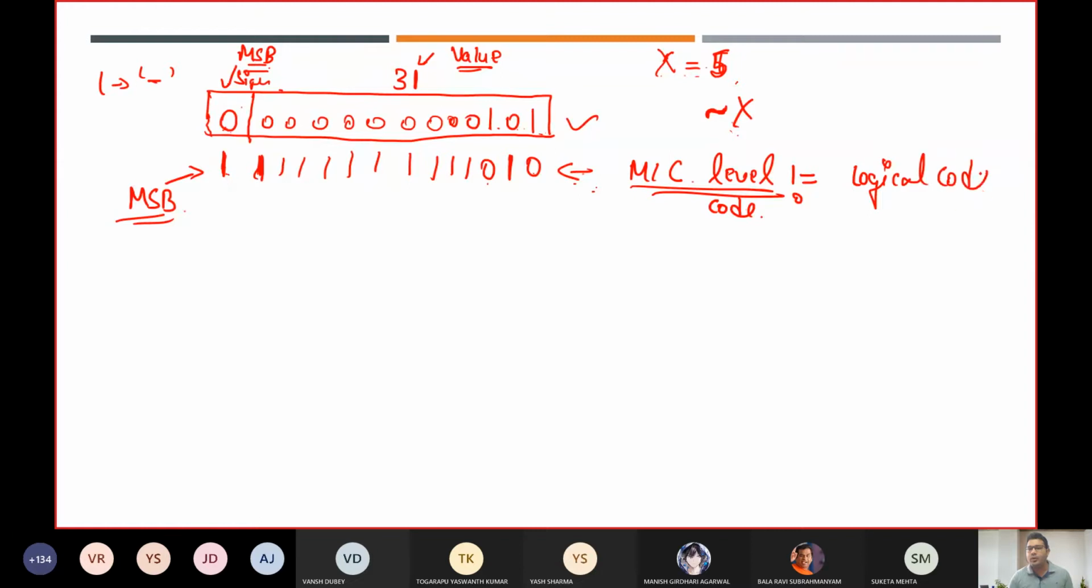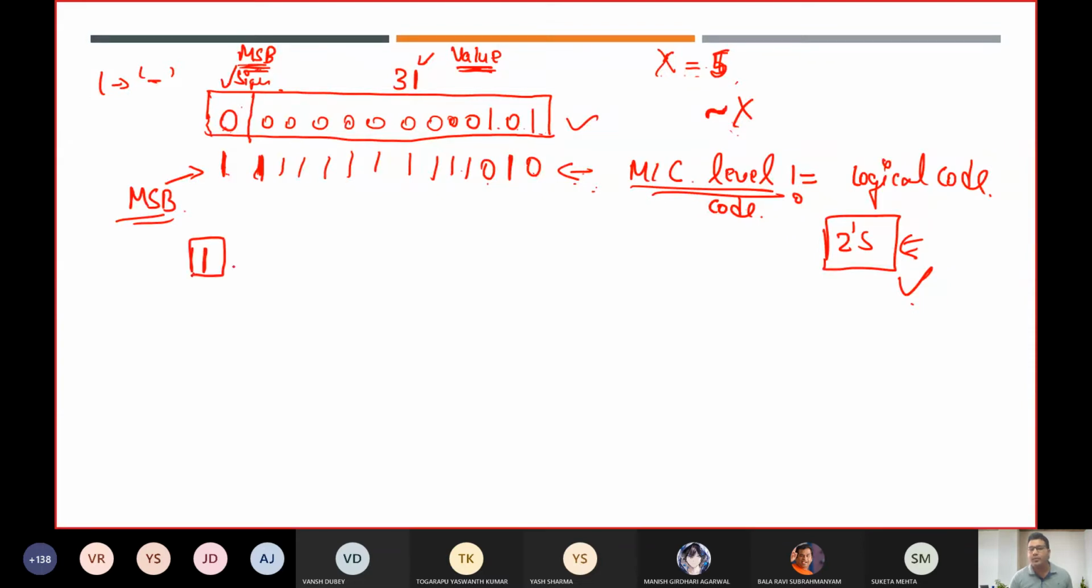So how do we find out what number it is representing? In order to do that, we have to perform the 2's complement operation. Always remember, this is a very important point: you always perform the 2's complement operation only on the value part, not on the sign bit. So I will put 1 over there.